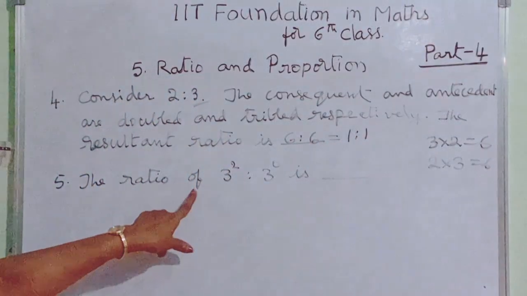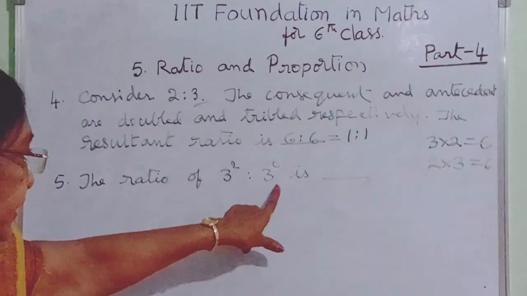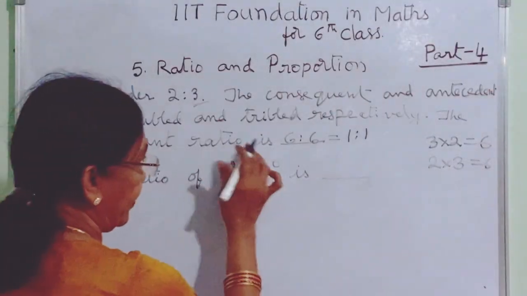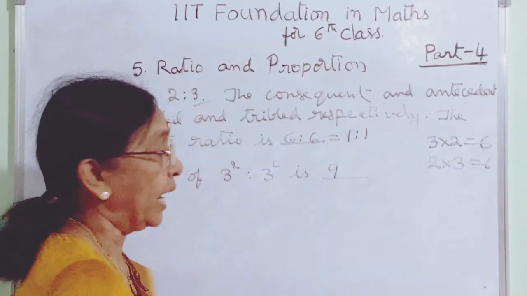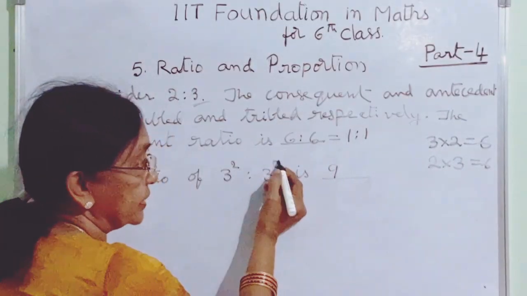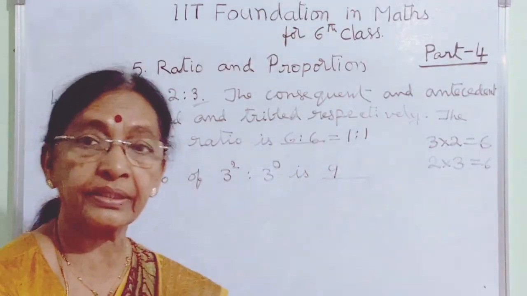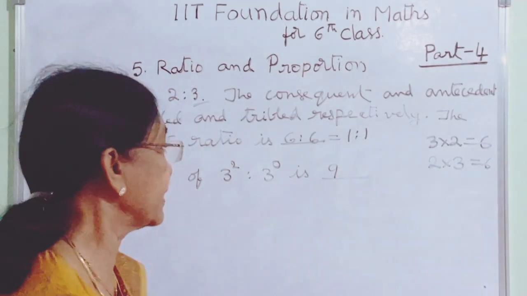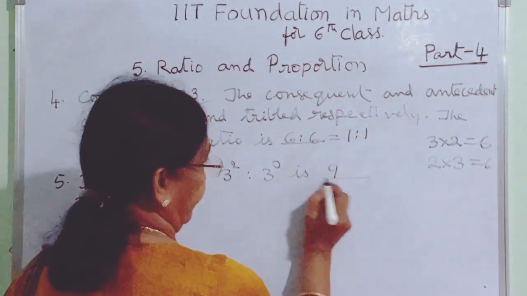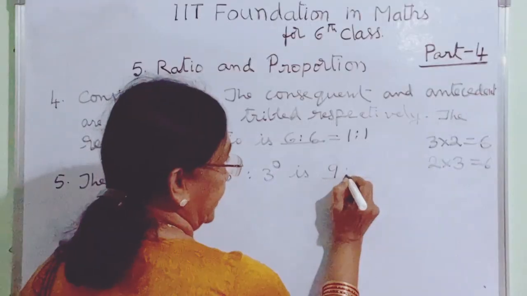Next, the ratio of 3 squared to 3 to the power of 0. 3 squared is 9; we know 3 squared means 3 into 3. And 3 to the power of 0 is 1. Any non-zero number raised to the power 0 is equal to 1. Therefore, this is 9:1.